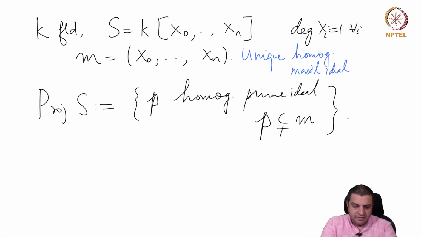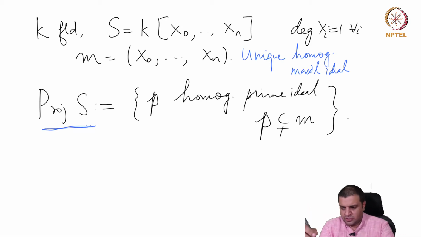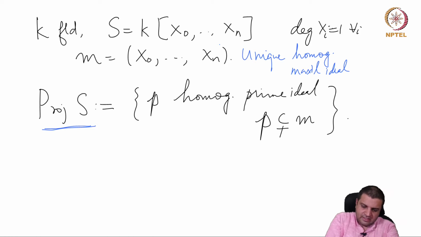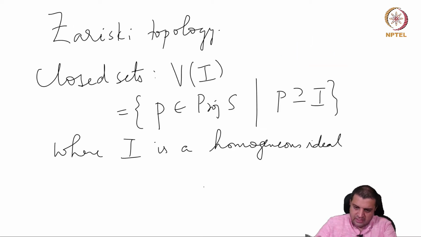We define Proj of S to be this set, and we will give it a topology in a minute. These are homogeneous prime ideals strictly contained inside the homogeneous maximal ideal. In the general case, this would just say M is not inside P, but for us it is equivalent to this, so we'll just keep this as our definition. Now we give it the Zariski topology.